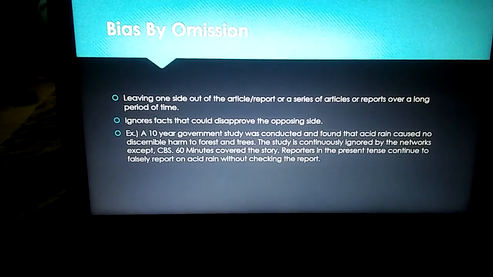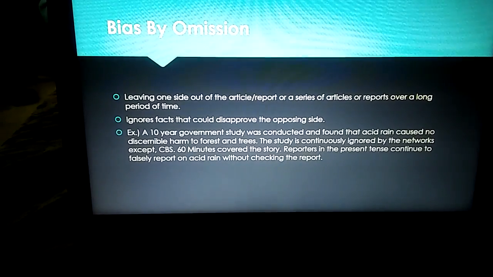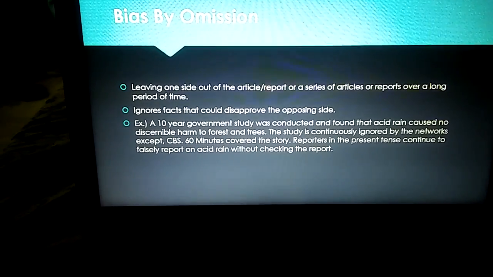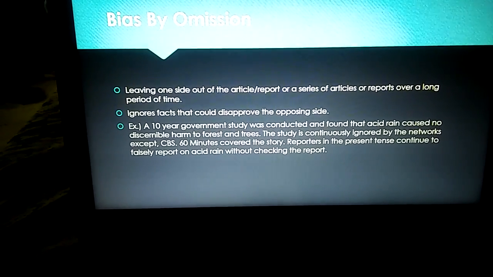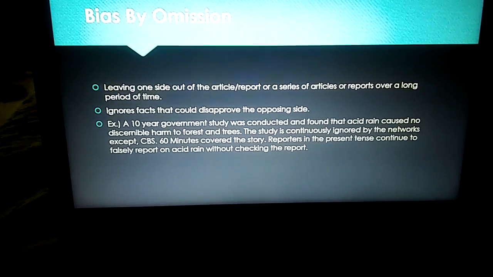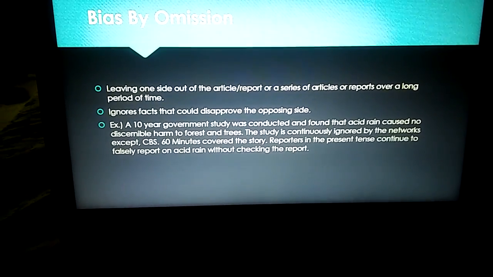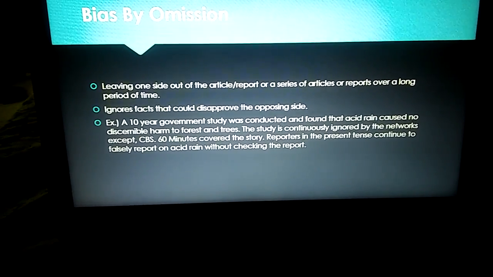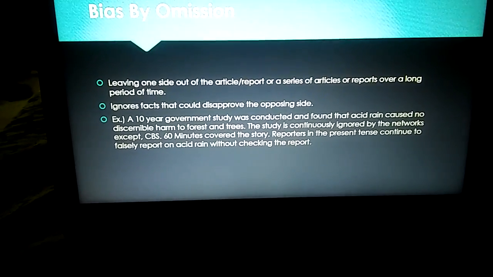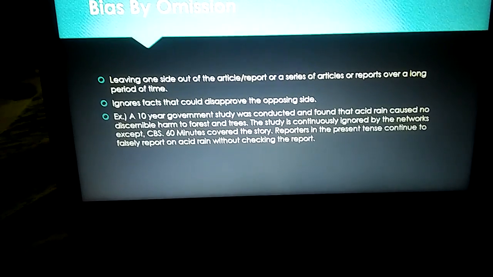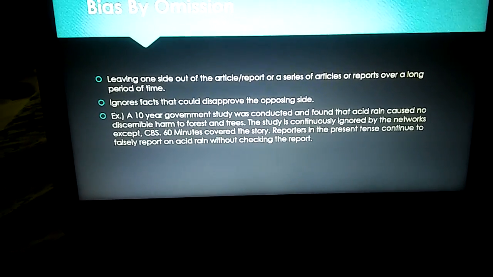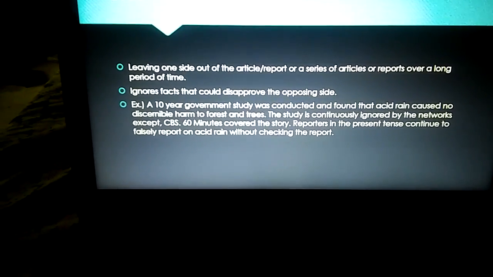Bias by omission. Leaving one side out of the article or report, or a series of articles or reports over a long period of time, ignores the facts that could disprove the opposing side. An example would be a 10-year-old government study that found that acid rain caused no discernible harm to forests or trees. This study is continuously ignored by the networks except CBS. 60 Minutes covered the story. Reporters in the present have continued to report on acid rain without checking the report.